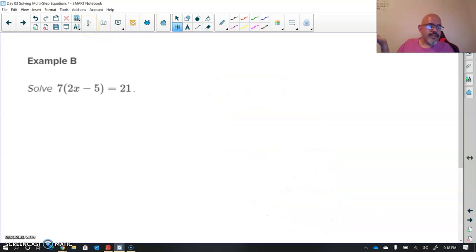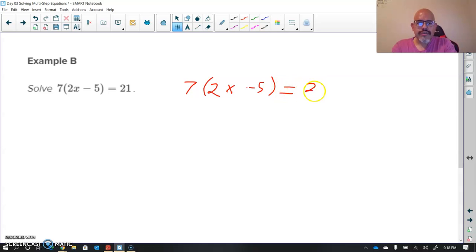I know I did this one already, but let's talk about this one real quick. We have 7 times 2x minus 5 equal to 21. So we can do this one of two ways. We can either divide both sides by 7, because that's the inverse of multiplying by 7. The only reason I would do that is because I know that 21 is a multiple of 7. Or I could distribute the 7 and then just do the work normally. Either way, it's still going to get me the same answer.